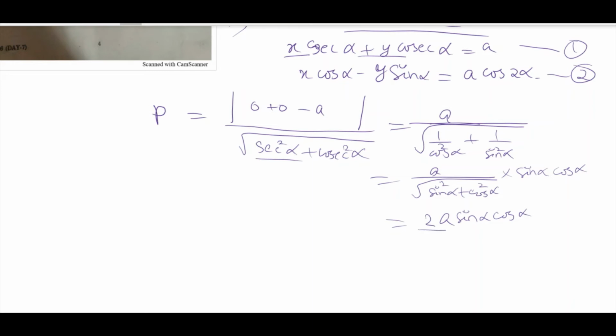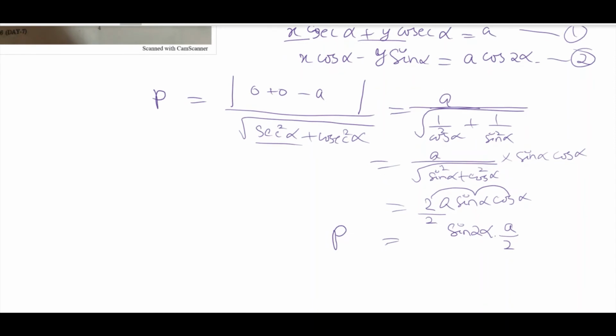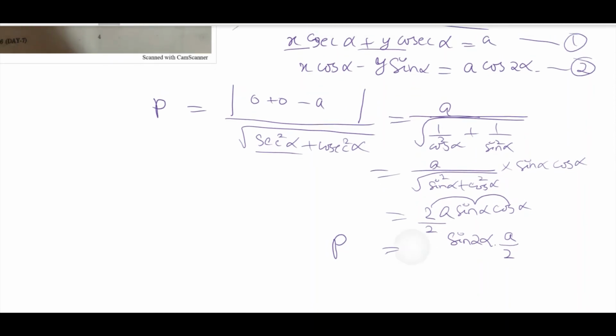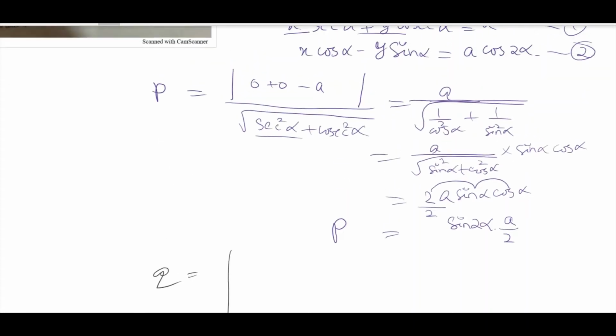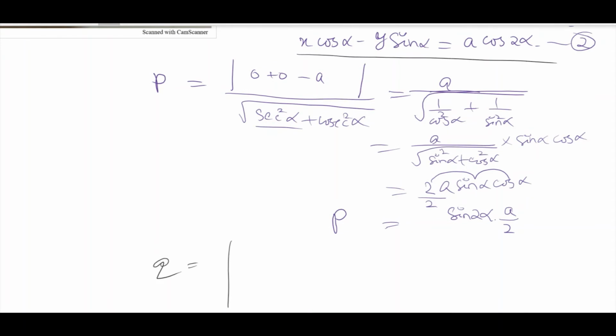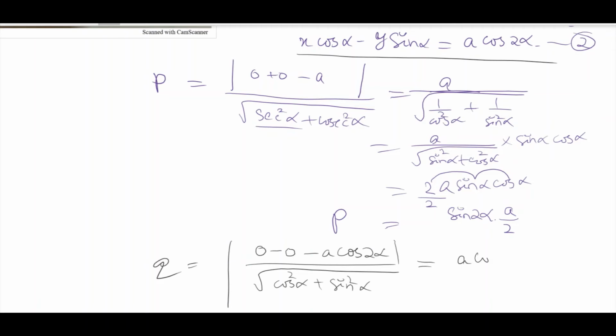Multiplying and dividing by 2 here, I can write 2 sin alpha cos alpha as sin 2 alpha. Sin 2 alpha into a by 2. So this is the value of p. Similarly, q equals the distance from this equation. So it is 0 minus 0 minus a cos 2 alpha by square root of cos square alpha plus sin square alpha, that equals a cos 2 alpha.